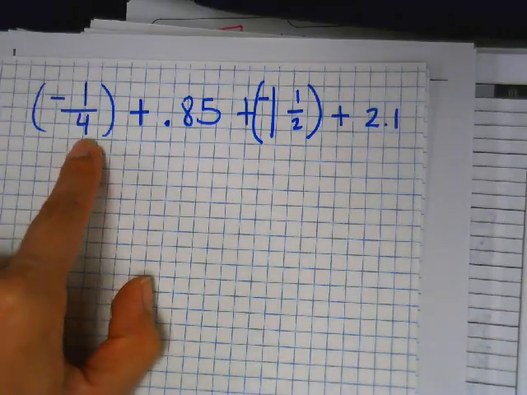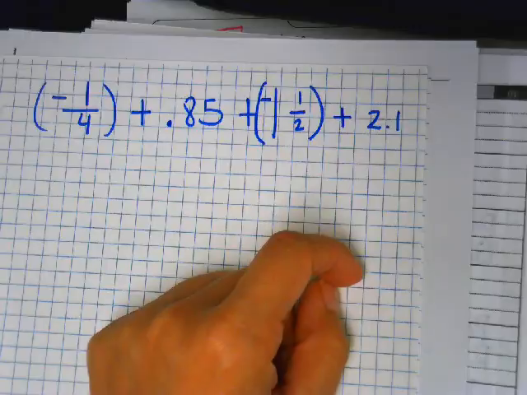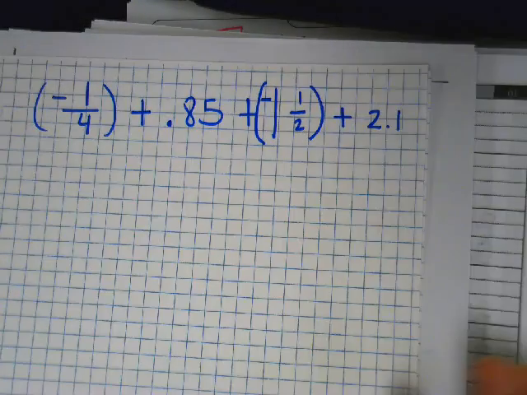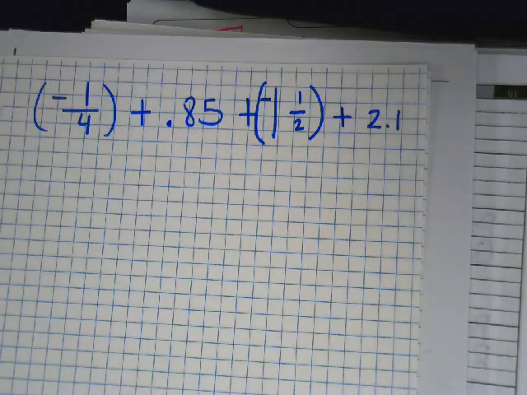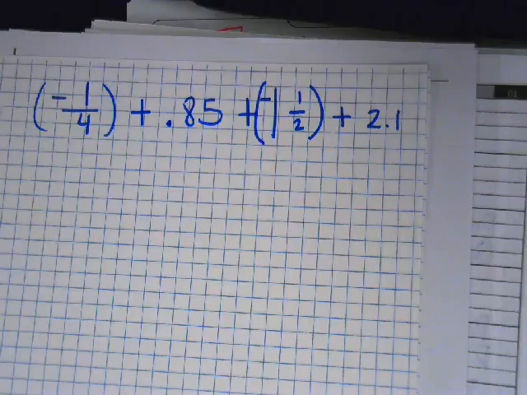Negative 1/4 plus 0.85 plus negative 1 1/2 plus 2.1. I'm not doing this. You can do it. You lost me at the comma before negative 1/4. So what would you do? How would you handle this problem? What would you guys do?